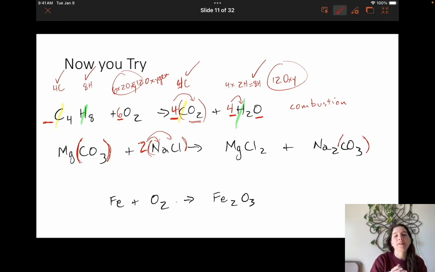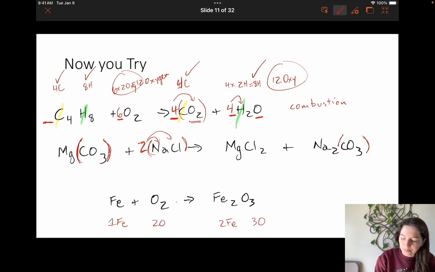So here we have iron and oxygen gas forming an iron oxide compound. We want to count up our atoms first. We've got 1 iron on this side. We've got 2 irons on this side. Whoopsie daisy, that's imbalanced. We've got 2 oxygens here, and we've got 3 oxygens here.